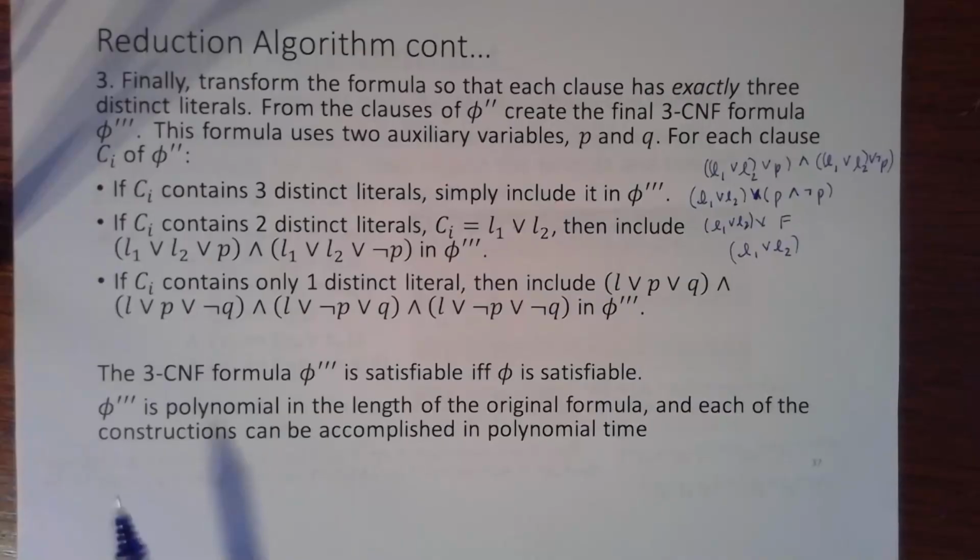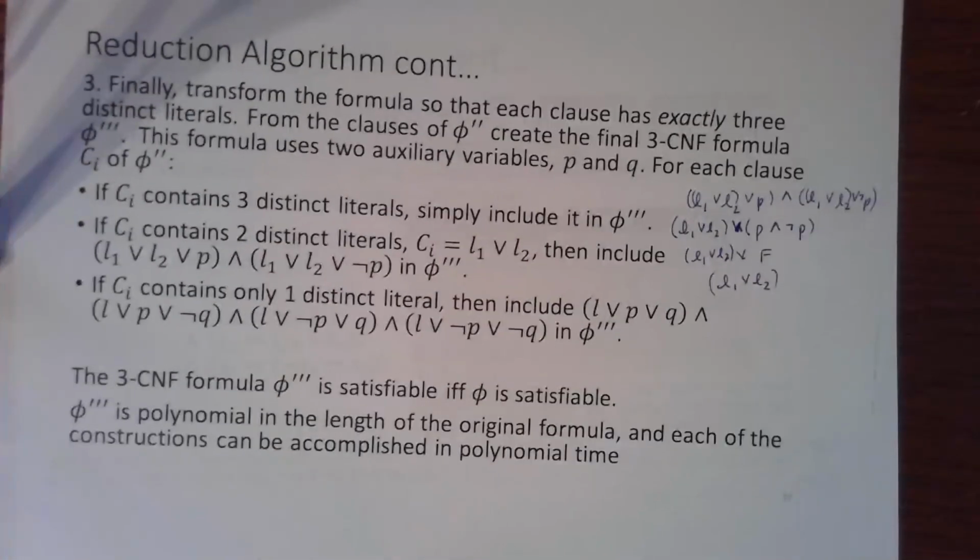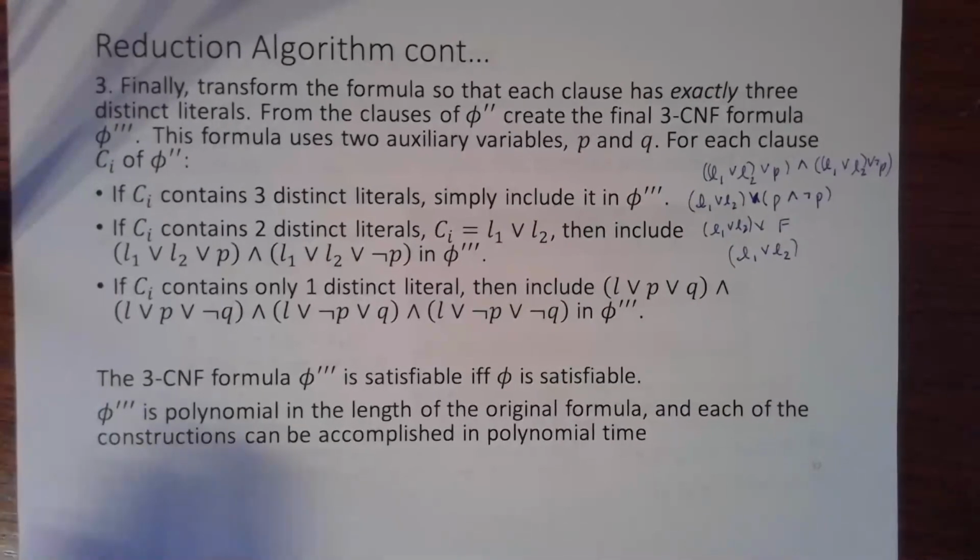And so it will be polynomial in the length of the original formula, and everything is accomplished in polynomial time. So that is the reduction of general satisfiability to 3 CNF satisfiability, and so 3 SAT is also NP complete.